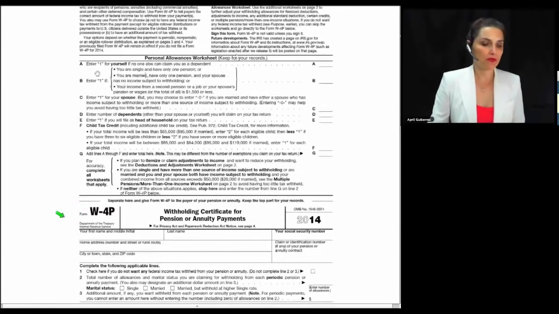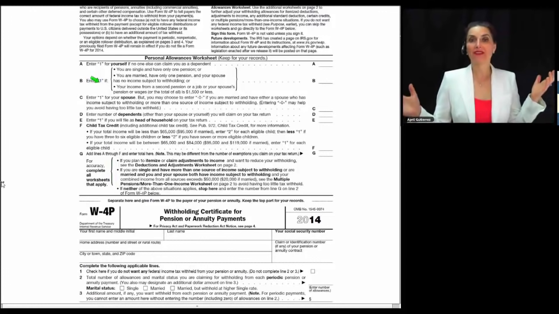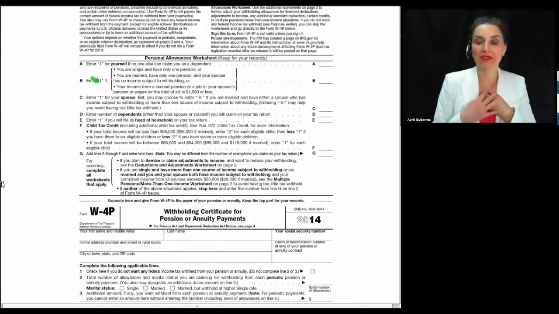When you go through and read all of the instructions here, they are confusing. For example, enter one for yourself if no one else can claim you as a dependent. You are single and have only one pension, or you are married and have only one pension and your spouse has no income subject to withholding. That's a lot of information, and what it's essentially saying is you can claim one exemption if you have no other source of income, and you are the only person that that income is supporting. One should be about right, and that's true.